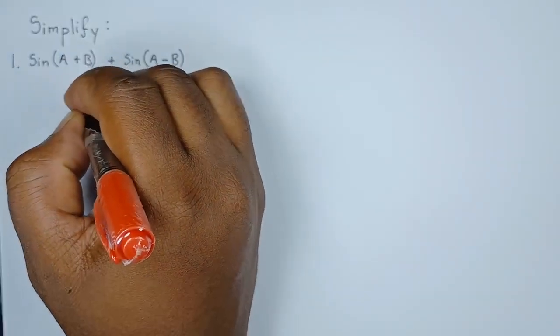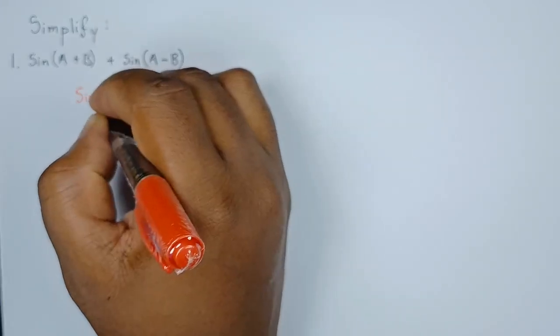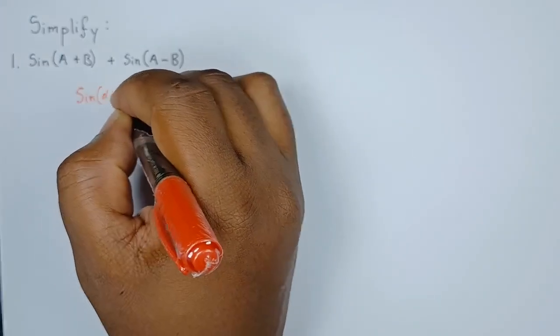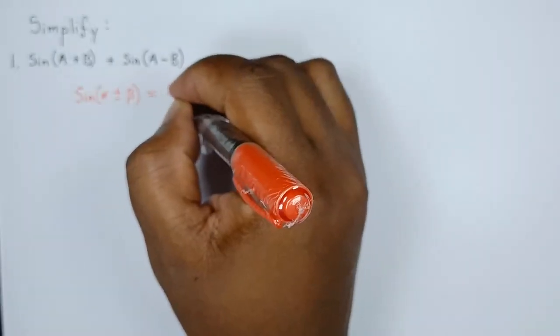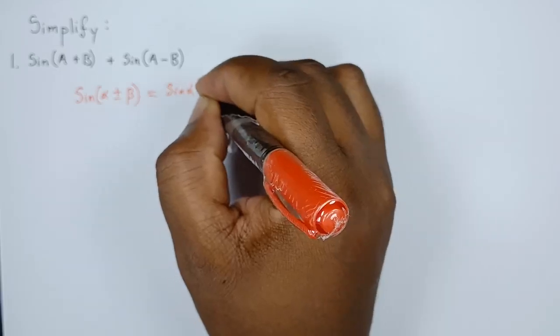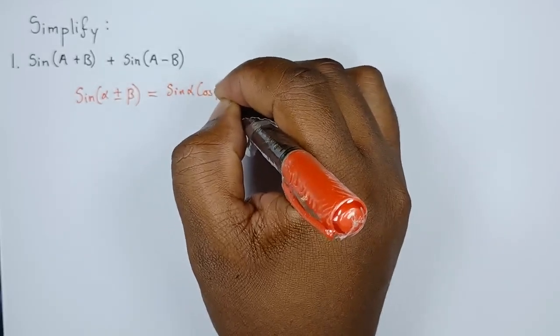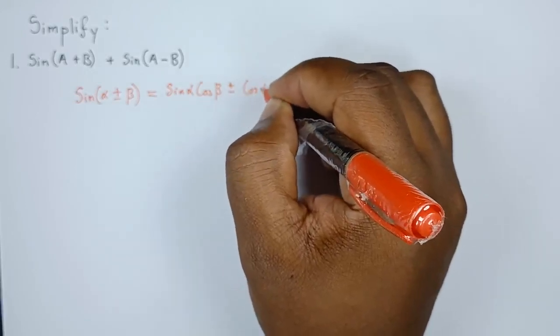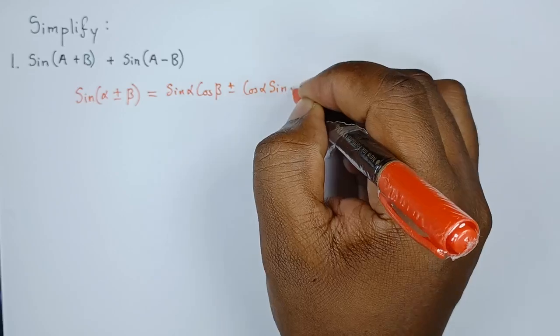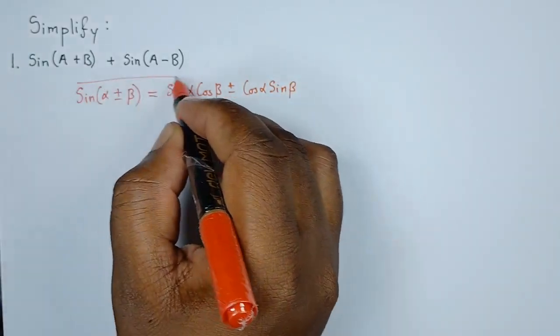Sine alpha plus or minus beta is equal to sine alpha cos beta plus or minus cos alpha sine beta. So these are the identities.